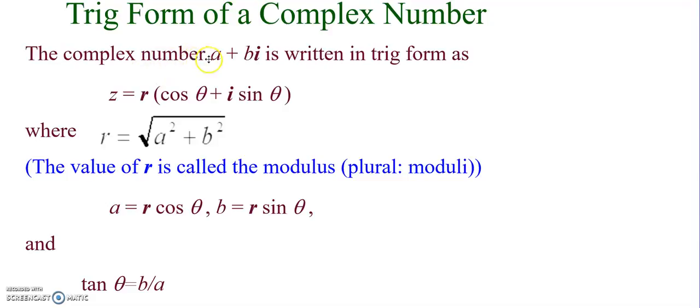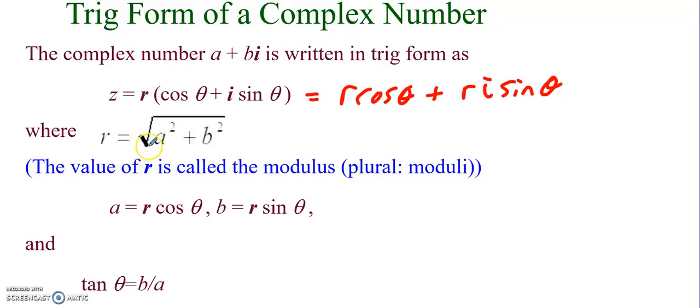So if I have some complex number, a plus bi, in trig form, I can write this as r cosine theta plus i sine theta. Or we can also distribute the r. So this would be the same as r cosine theta plus r i sine theta.